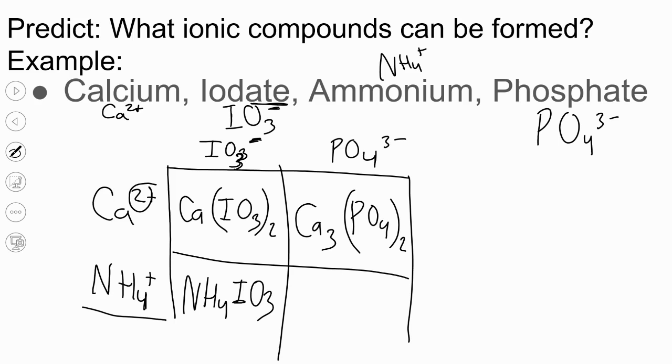Okay, now we have one more. So what's this one going to be? Parentheses 3, 4. Wait, this is 3 PO4. Good. So we need 3 plus 1 charges to balance that 3 minus charge.